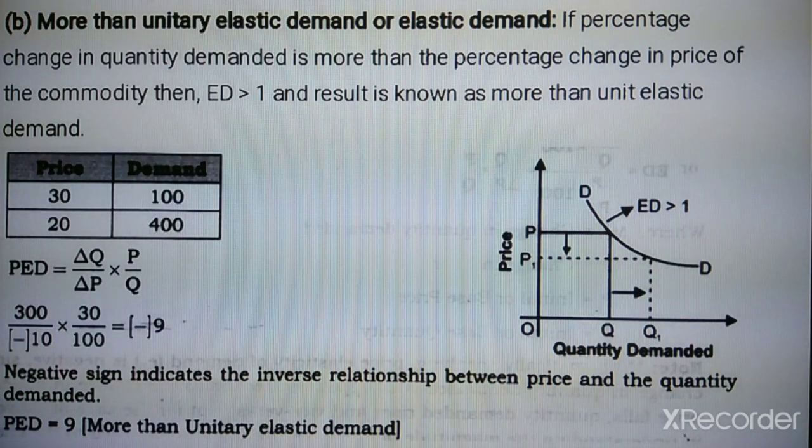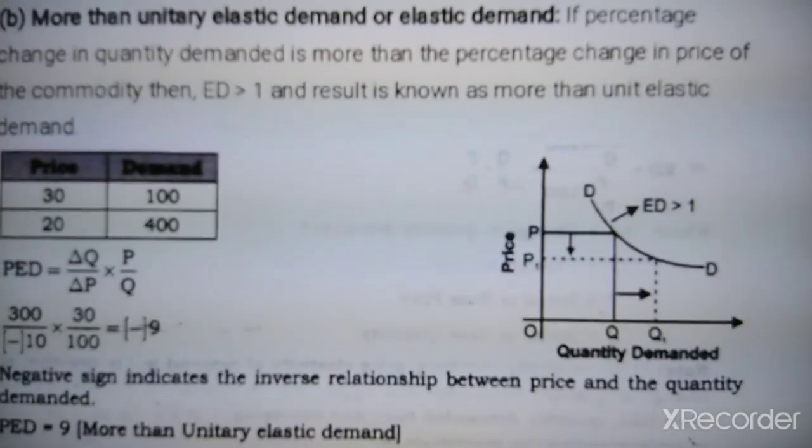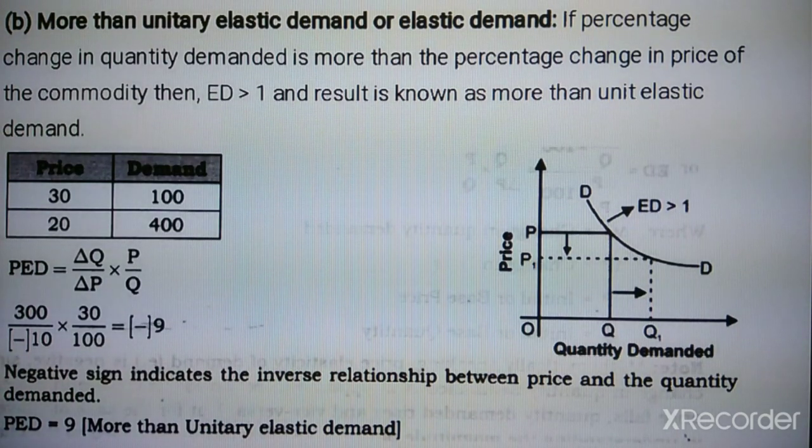If you calculate price elasticity of demand, the calculations you can see on the board, it's coming -9. So price elasticity of demand is 9, which is greater than 1. Whenever price elasticity of demand is greater than 1, we call it elastic demand. Again here we ignore the negative sign, because it indicates the inverse relation between price and demand.